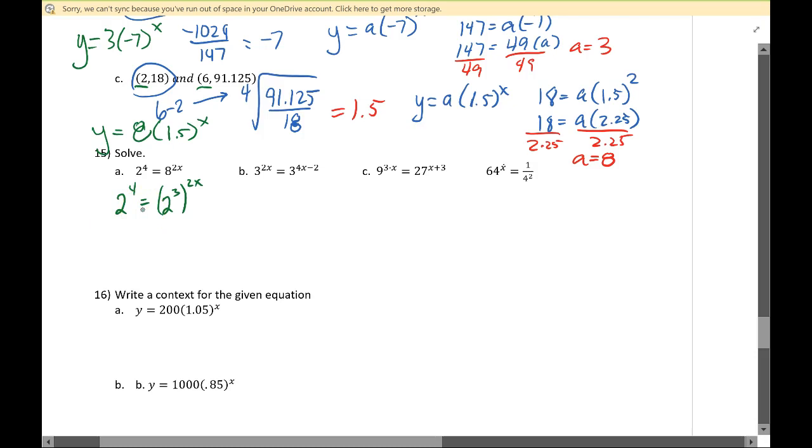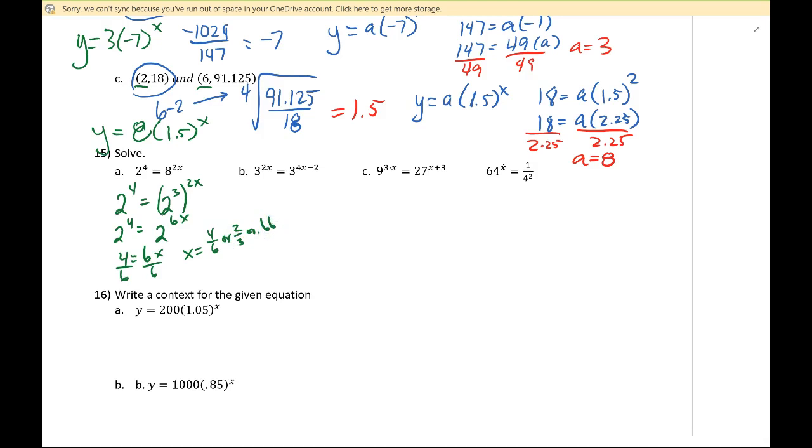To simplify the right-hand side, whenever you take a base to a power, we multiply their exponents. So we get 2 to the 4th equals 2 to the 6x. Now the bases are the same. We can just solve the exponents. So 4 equals 6x. Divide by 6 on both sides, and we get x equals 4/6, or 2/3, or 0.66 if you're calculating that out in your calculator.